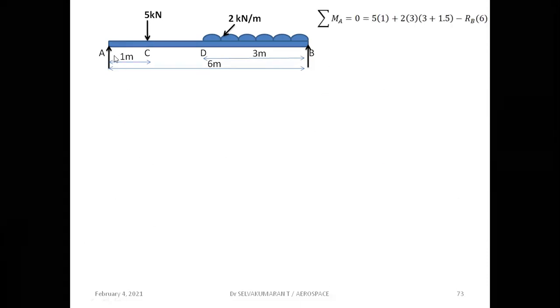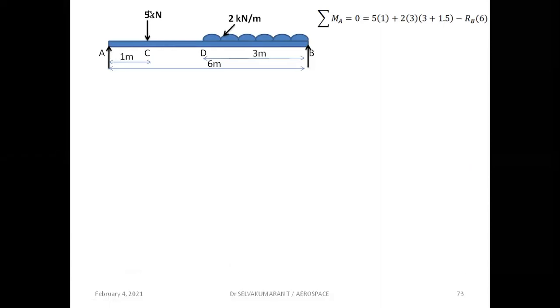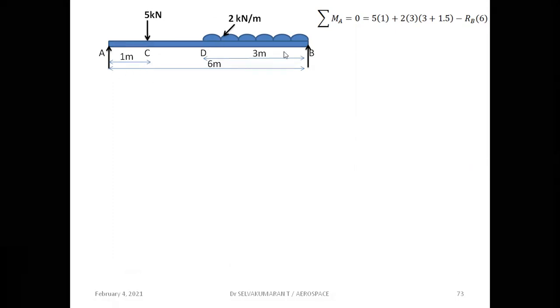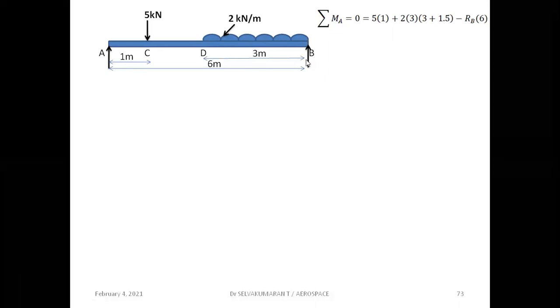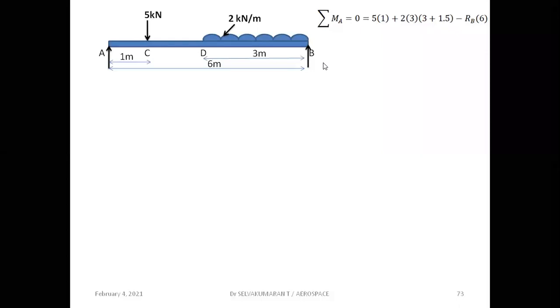Sigma MA is equal to 0. Sign convention: clockwise positive, anti-clockwise negative. 5 into 1 plus 2 into 3, that is UDL into run length, which is nothing but 6 kilonewton. The UDL becomes a point load acting at a distance of 3 by 2, so 3 plus 1.5 would be the perpendicular distance or moment arm.